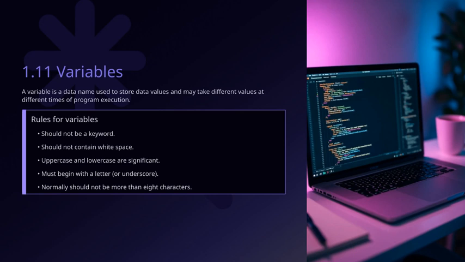When working with variables, there are some important rules to keep in mind. First, a variable should not be a keyword, because keywords are reserved words in the programming language with specific meanings. Also, your variable name should not contain any white space, so no spaces in the name. Another key point is that uppercase and lowercase letters are significant, meaning that Variable and variable are considered different names.